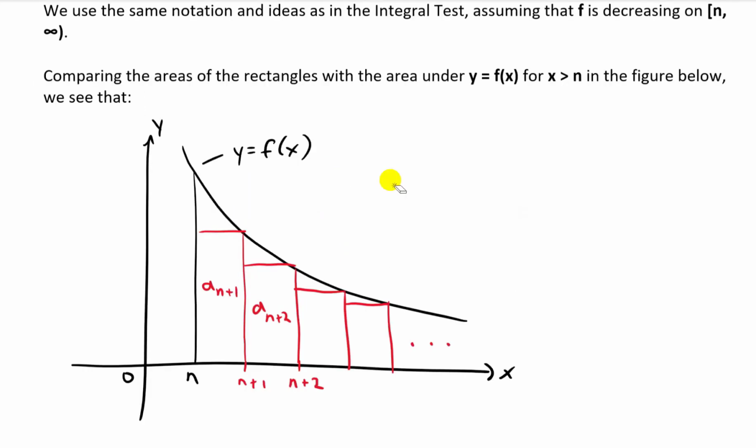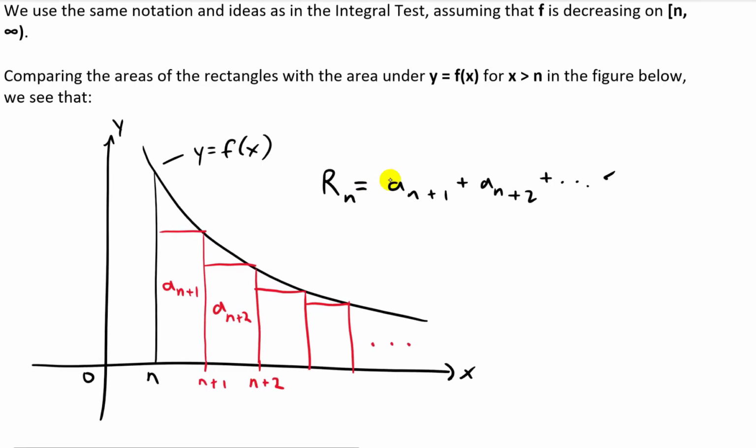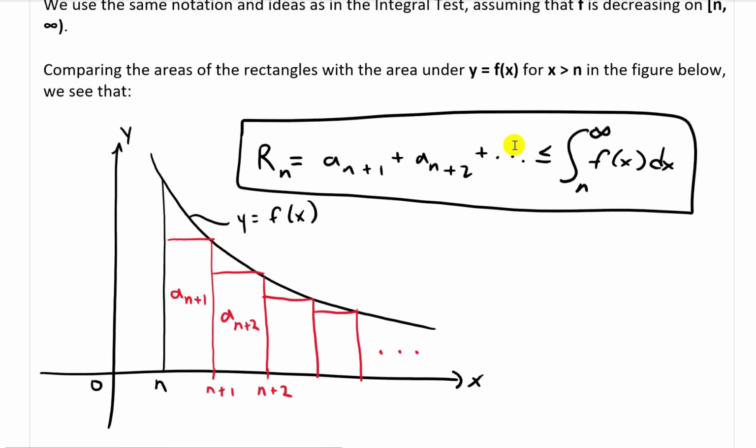Let's write this down. The remainder Rn is equal to a n plus 1 plus a n plus 2 plus ... And this is going to be less than or equal to the area underneath, or the integral from n to infinity of f of x dx. Because in this case here, n plus 1, we have the rectangle on the left, so it's going to be less than or equal to it. And here, I just boxed it up like that. So yes, that's for this case.